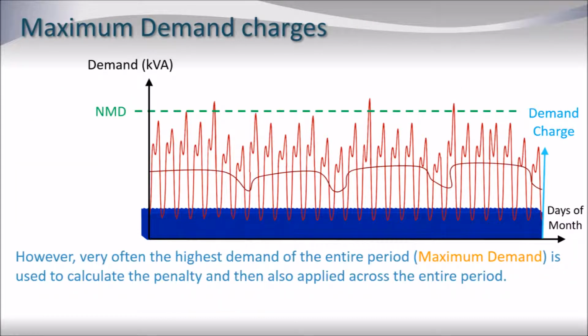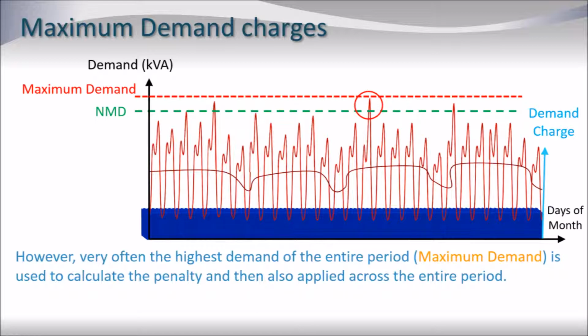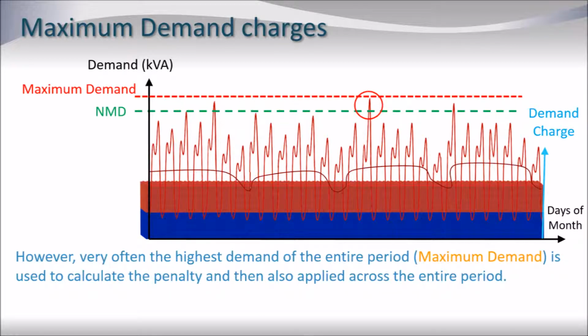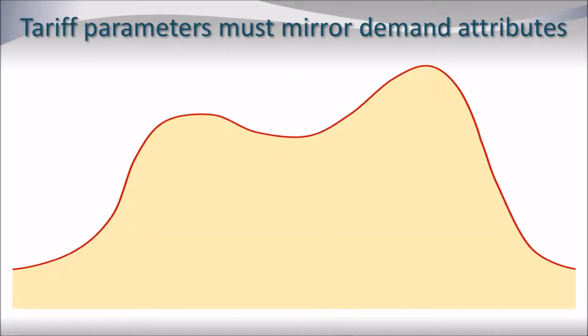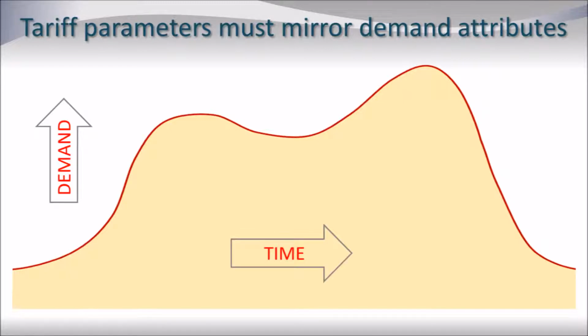However, very often the highest demand of the entire period, which is known as the maximum demand, is used to calculate the penalty and then also applied across the entire tariff period. There's no getting away from the fact that if you want to influence demand, then the parameters that you use must be related to the demand curve. That specifically relates to the more you use, the more you get charged for, as well as the more you use in certain particular times, the more expensive it will become.